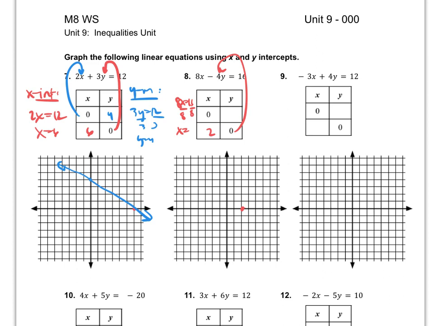And if I were to replace x with 0, here's the thing on this one, I would get negative 4y equals 16. Divide both sides by negative 4, and I would get y equals negative 4. So I just have to make sure I pay attention to the sign there. And I would get a line that looks like this. So I'm finding 2 points in the line. They just happen to be one of them on the x-axis, one of them on the y-axis.